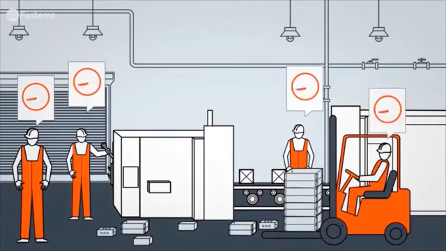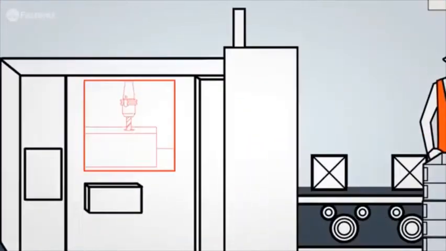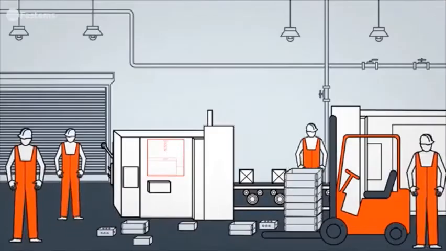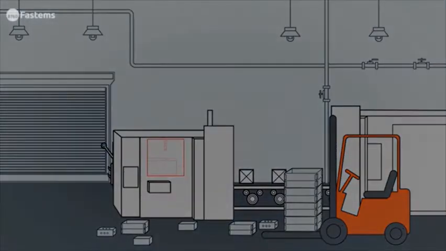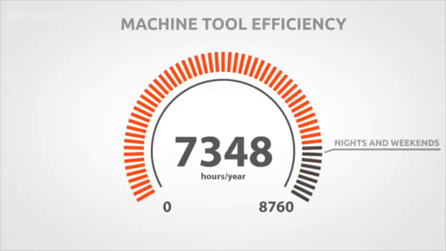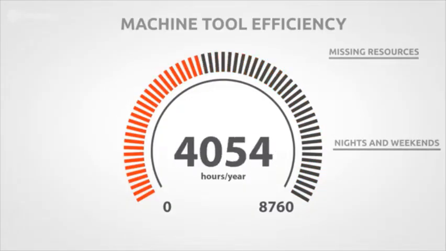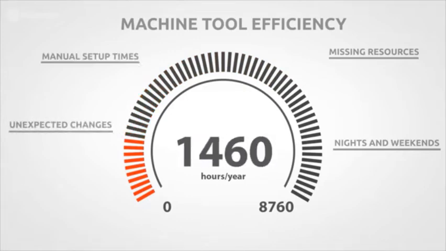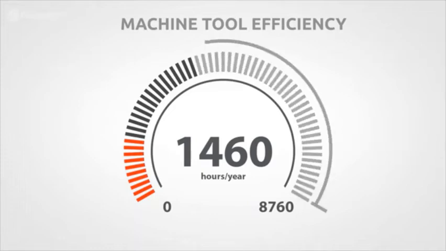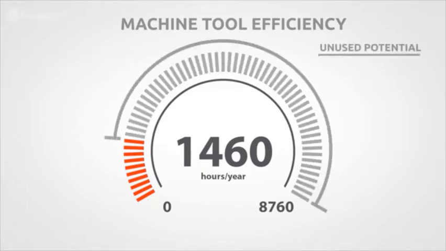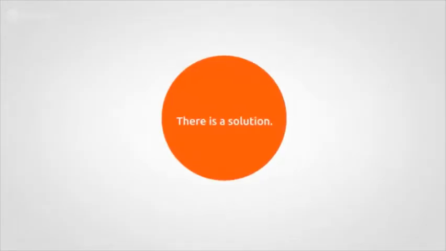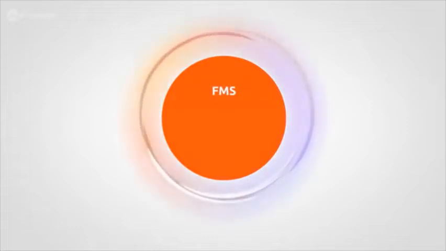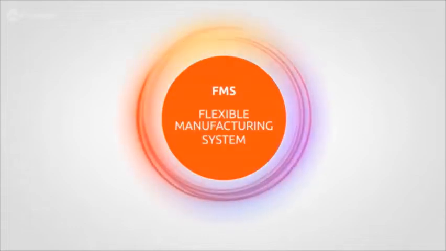Typically, at workday's end, machines shut down, people leave, and you're left with unused production capacity. This, along with other factors, reduces machine utilization rates, resulting in a great deal of unused potential. Fortunately, there is a solution. Fastem's FMS, Flexible Manufacturing System.